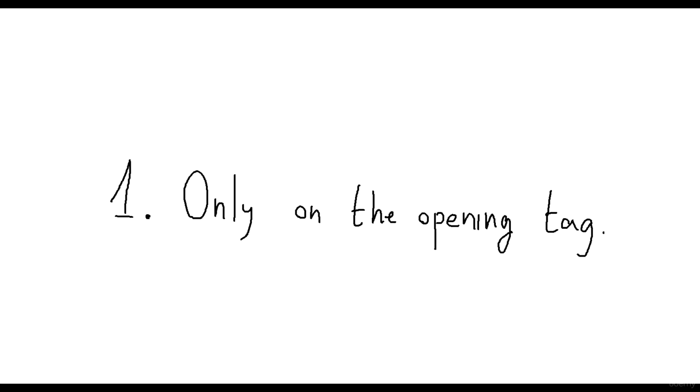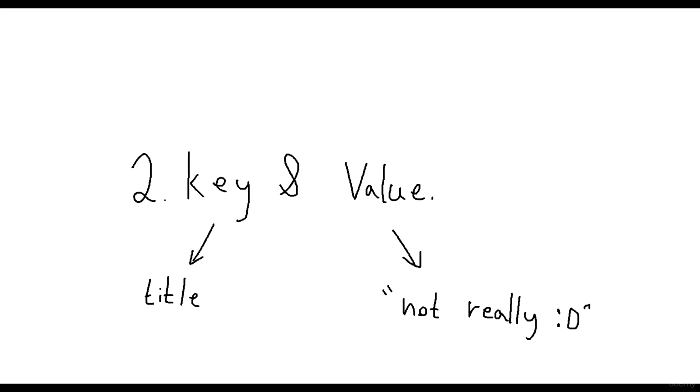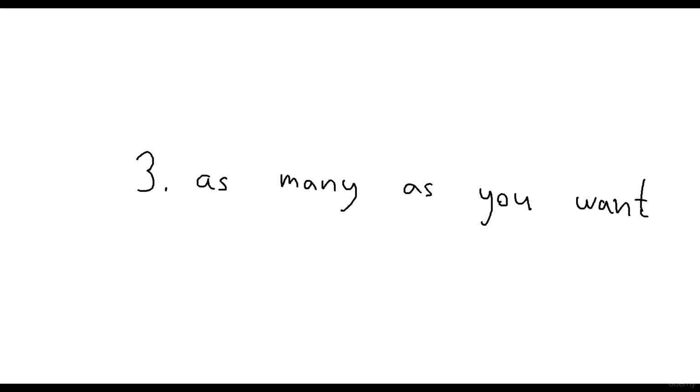Attributes have criteria. They will come only on the opening tag. You have a key and a value. In this example, the key is title and the value is "not really," with a weird smiley face in addition. The equal sign separates the key from the value. And last, you can add as many attributes as you want.